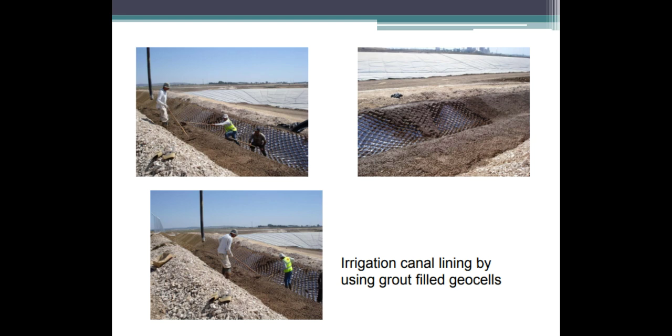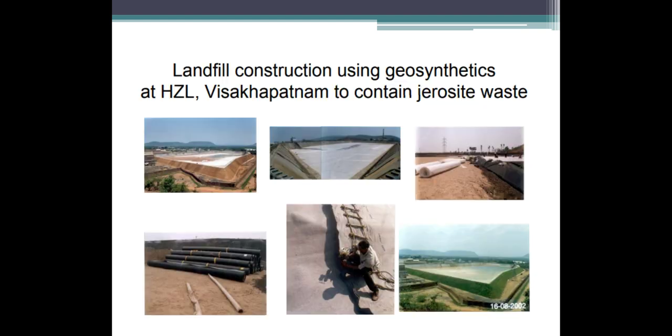Irrigation canal lining using grout-filled geocells. Whenever there is soft soil, water cannot flow easily. To make it flow easily, we use geocells filled with grout materials.